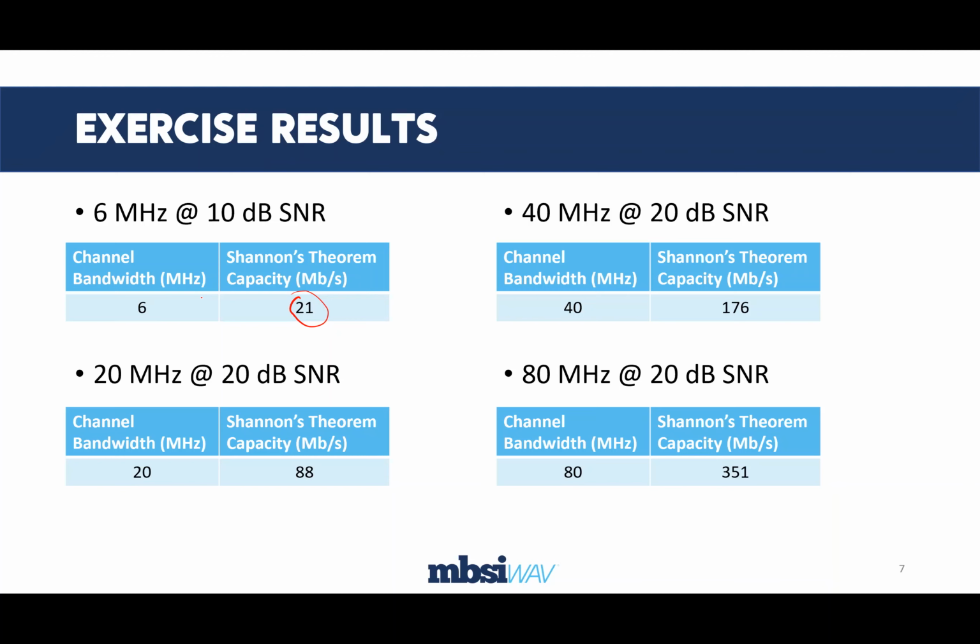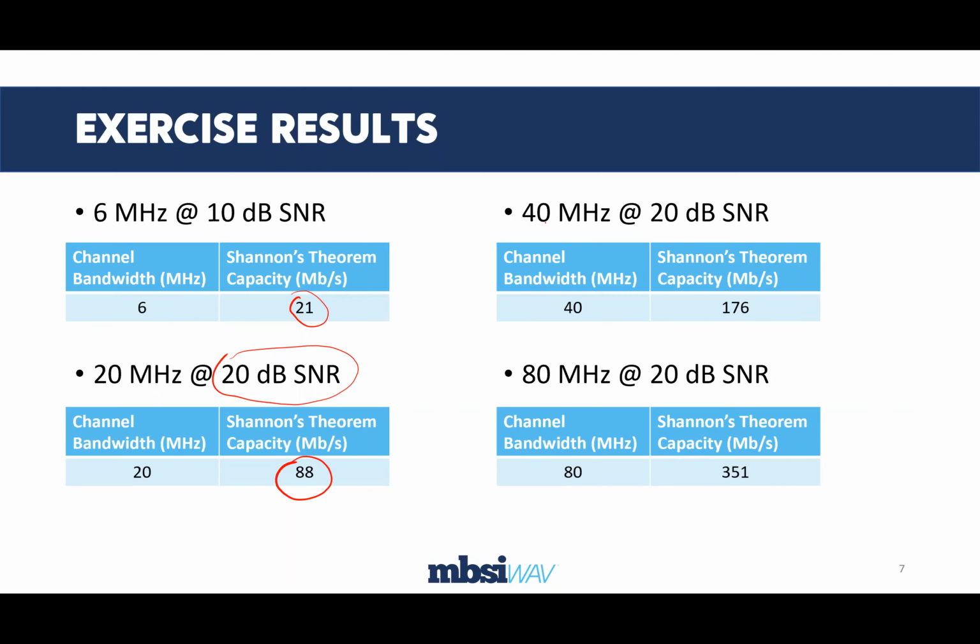If I'm using an LTE system, perhaps at 20 megabits, and again, my target SNR is 20 dB signal to noise ratio, then I can expect 88 megabits in that channel. Again, this is just purely by the calculation.